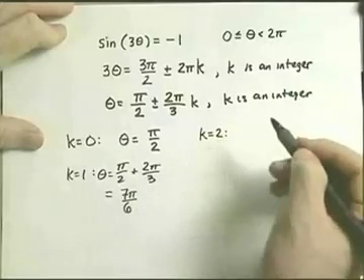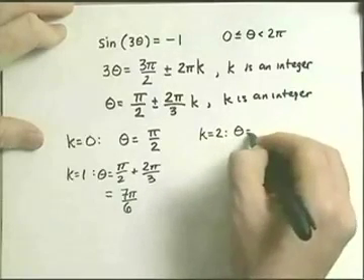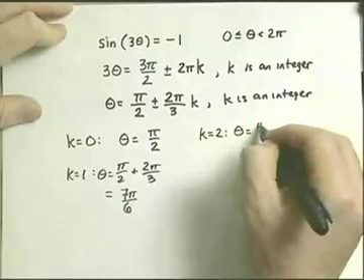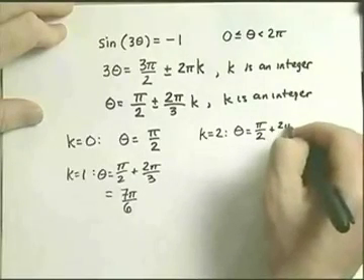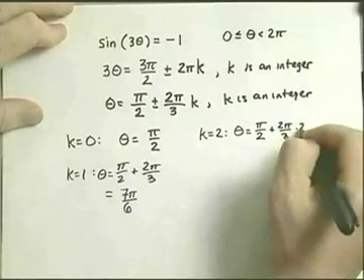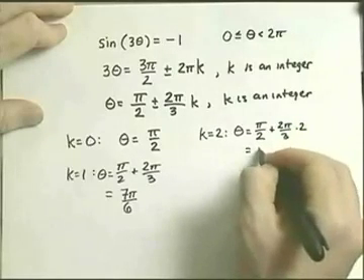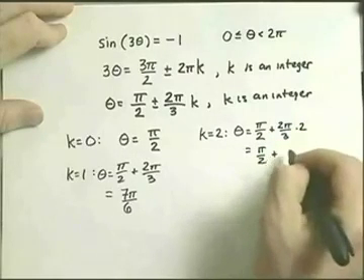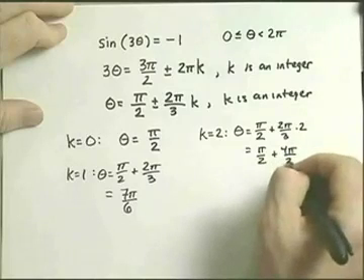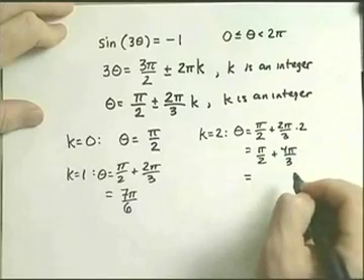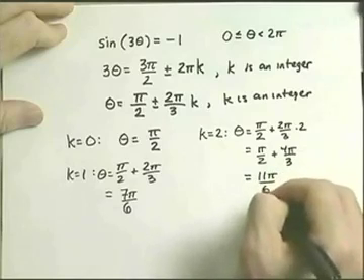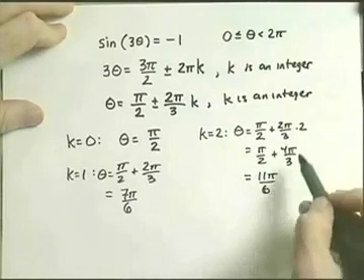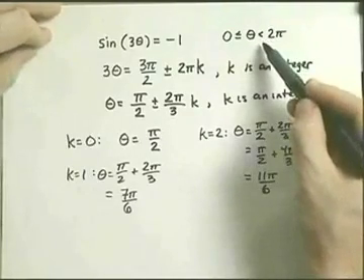What about for k equal to 2? For k equal to 2, we get that theta is equal to pi over 2 plus 2 pi over 3 times 2. That's pi over 2 plus 4 pi over 3, which is 11 pi over 6. 11 pi over 6 is within the interval.